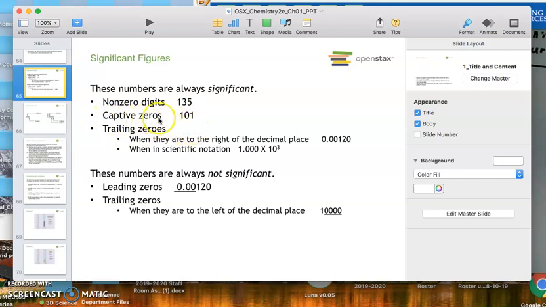Captive zeros. I call these sandwich zeros. If you have a 0 sandwiched in between 2 non-zero digits, that 0 is significant. So a captive 0 or a sandwich 0 is always significant.